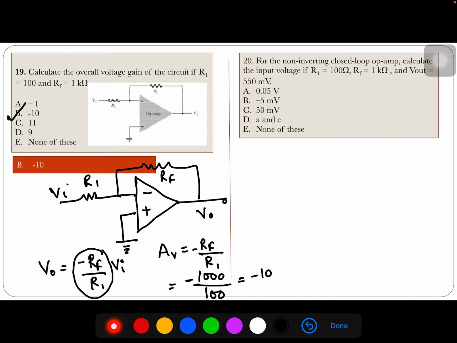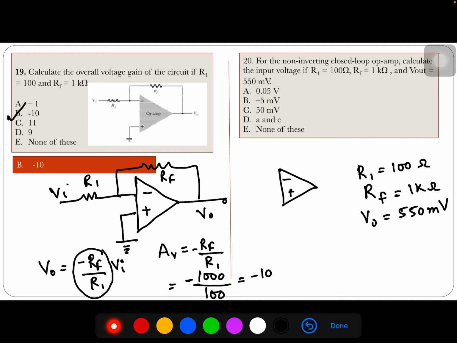For the non-inverting closed loop op-amp, it has been given in the question that a non-inverting amplifier is there and you have to calculate the input voltage. R1 is 100 ohm, RF is 1 kilo ohm, and this time the output has been given as 550 millivolt, and the input voltage has been asked. Non-inverting amplifier means everything will be the same. Negative feedback will remain as it is, but the only difference is that this time the input voltage will be at the non-inverting end and the inverting end would be grounded.